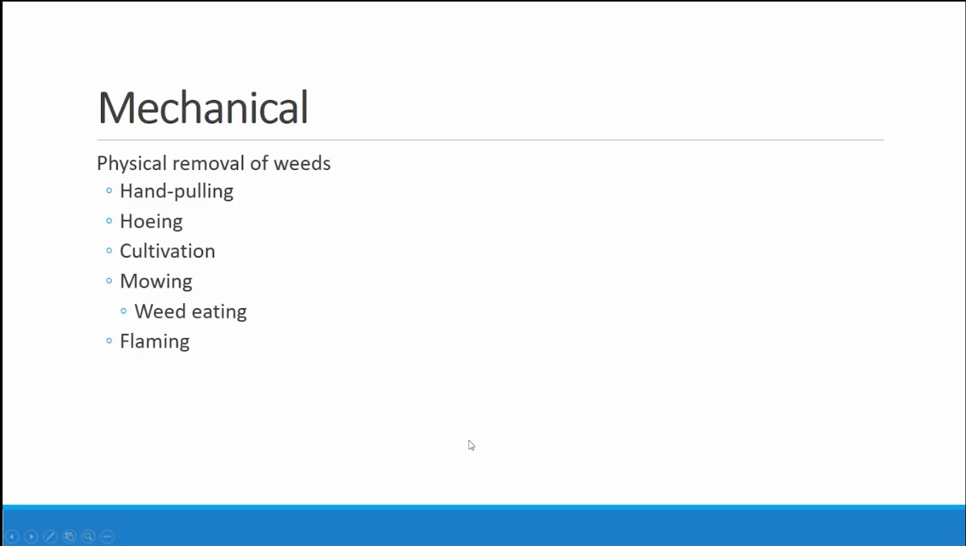Mechanical, that's another option. And this is probably going to be, aside from the prevention, one of the most common ways, I'm guessing for most of you, to manage weeds. So the physical removal of weeds. That would include hand pulling, hoeing, cultivation, mowing, or weed eating, or flaming.